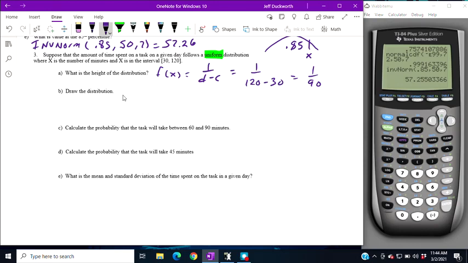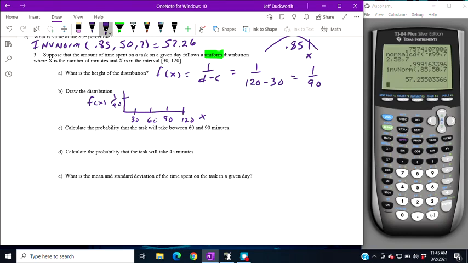Draw the distribution. All right, well, we've got an f of x over here and an x over here. You need to label both. And since we seem to be going up by 30, we'll do that. And then the height is 1 over 90. And the x-axis and y-axis do not have to be to the same scale. We couldn't see anything if it was.